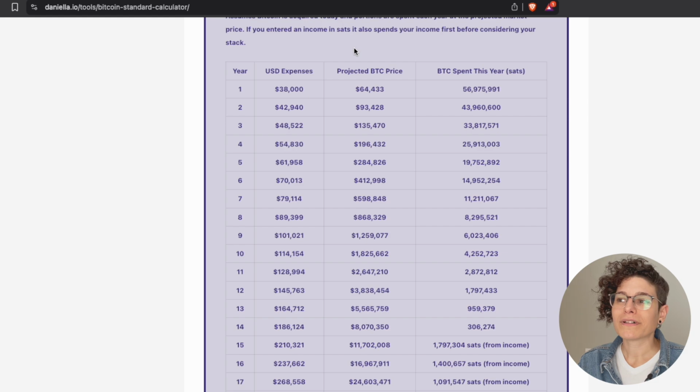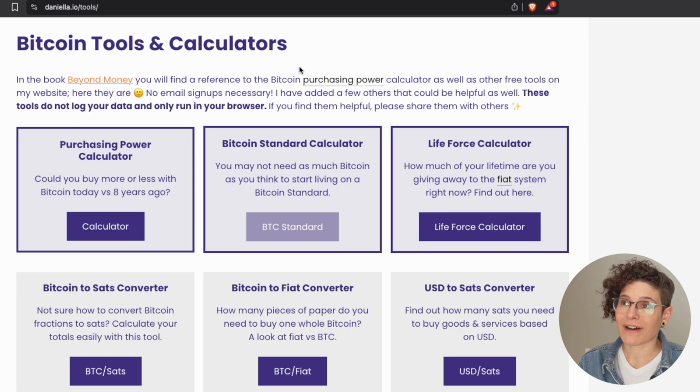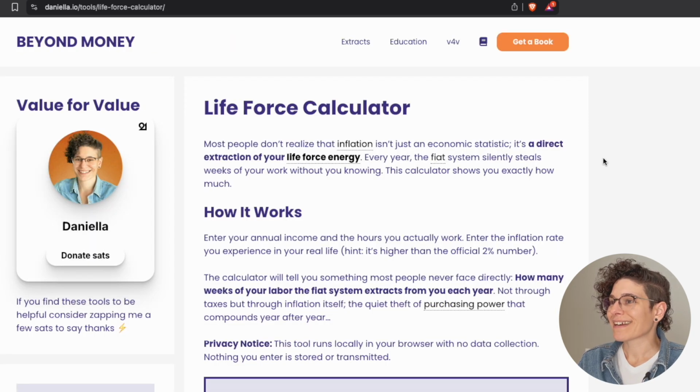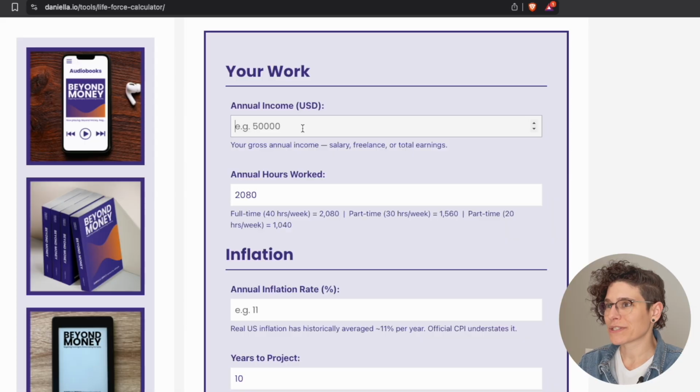But I think it's a cool tool for informative purposes, just to start thinking about that free market and how much life would cost if you actually moved over to a Bitcoin standard. Then we have the life force calculator. We hear a lot about inflation, 2%, even 11%, but how does that actually affect us when it comes to our time? That's what this tool is for.